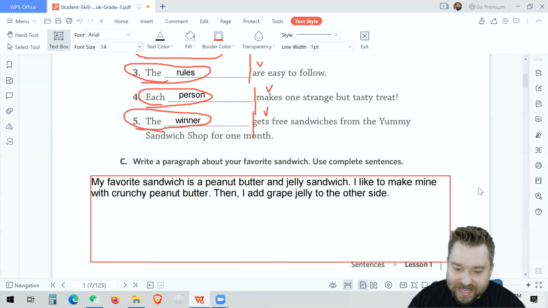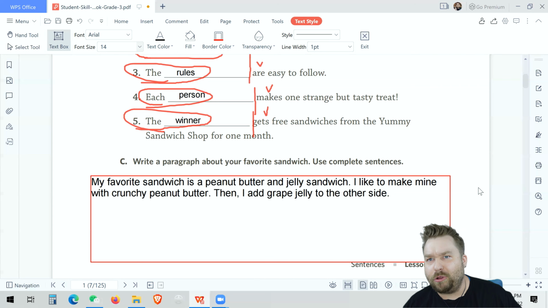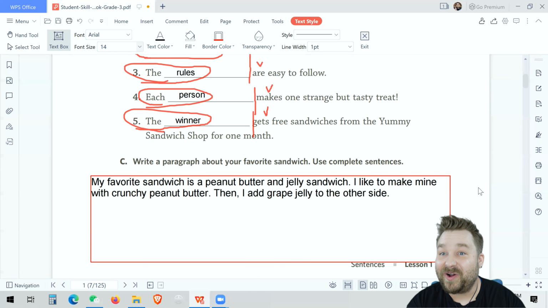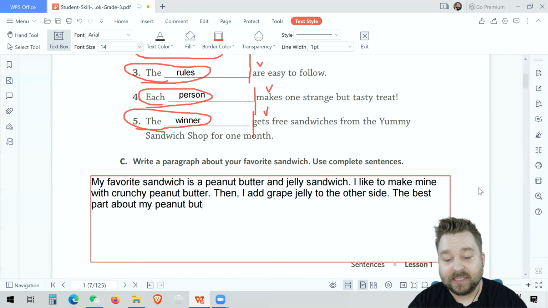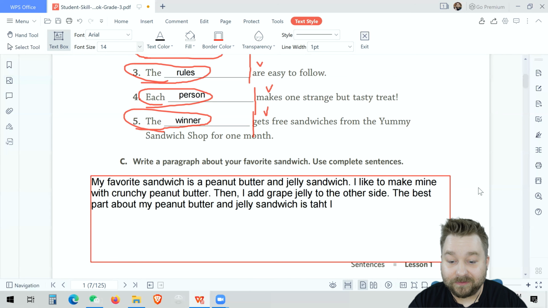Okay. Now, we don't want to make this too hard, right? Let's end this sentence because it doesn't say how long it has to be. My favorite sandwich is peanut butter jelly sandwich. I like to make mine with crunchy peanut butter. Then I add grape jelly to the other side. The best part. What's the best part of my peanut butter and jelly sandwich? The best part about my peanut butter and jelly sandwich is that I toast the bread.